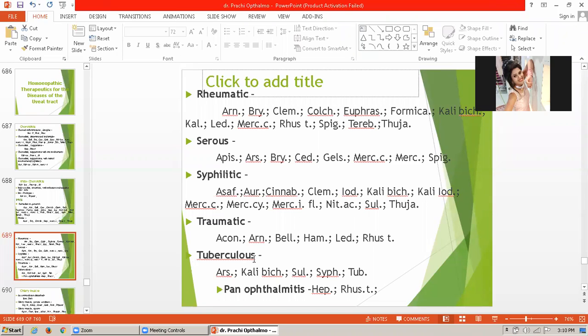For the tuberculous iritis, Arsenicum album, Kali bichromicum, Sulphur, Symphytum, and Tuberculinum are useful, and for panophthalmitis, Hepar sulph and Rhus tox are indicated.